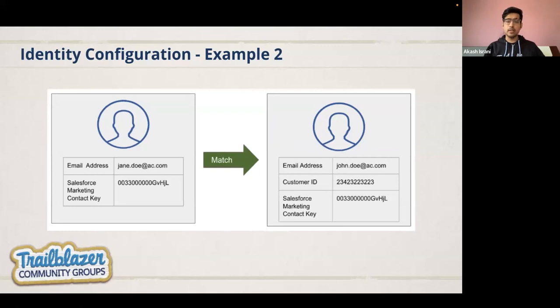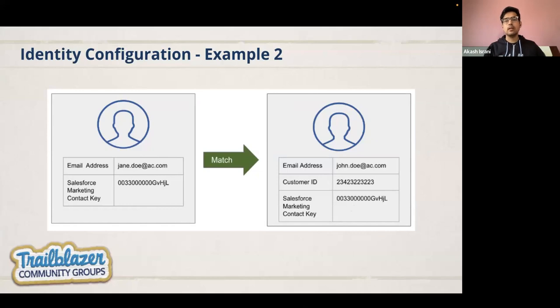For example two, we are using two identifiers: one is email address and one is contact key. Towards the right, you notice that we have a user profile, but it has a different email address, right? Here we have John, here we have Jane. In this case, personalization will move on to the next identifier and see if there's any identifier with this value. Since we have that value match for the contact key, it will merge those records, okay? It's not that all the identifiers have to match. Even if one identifier matches with the existing data, it will go ahead and merge all that data into a single user profile.